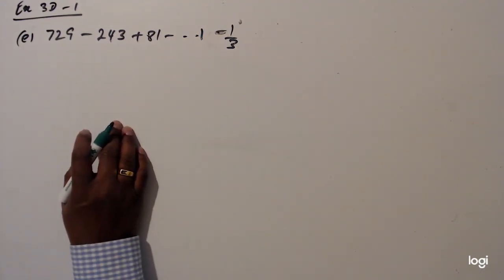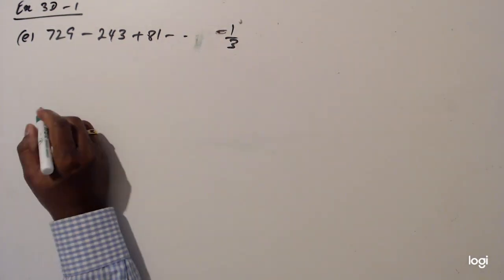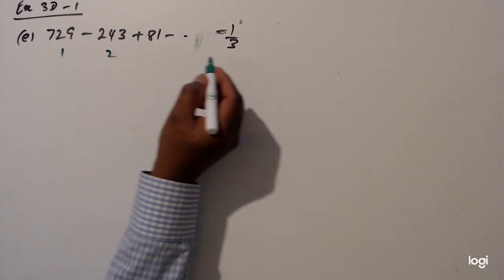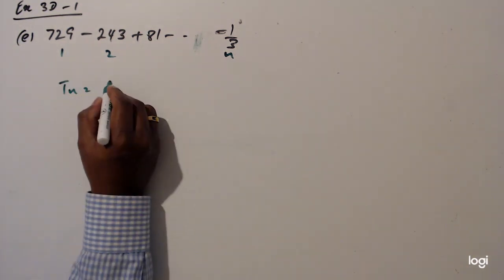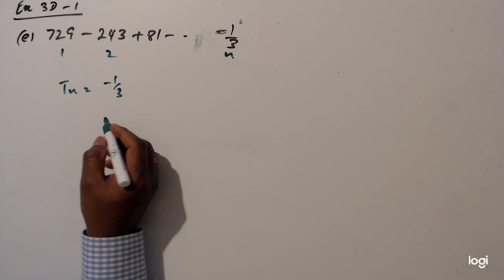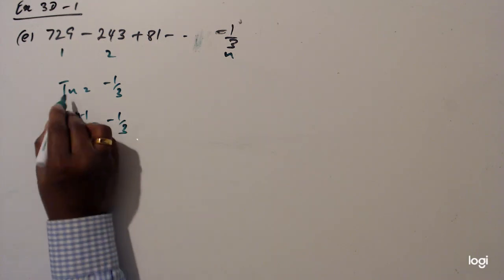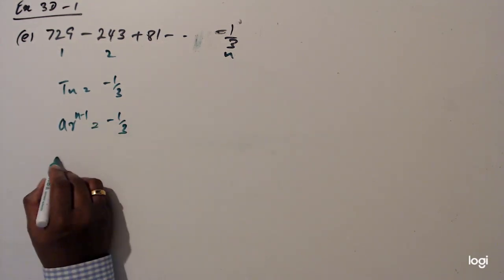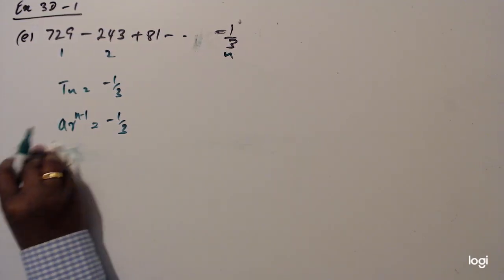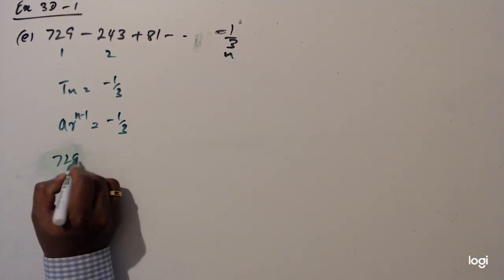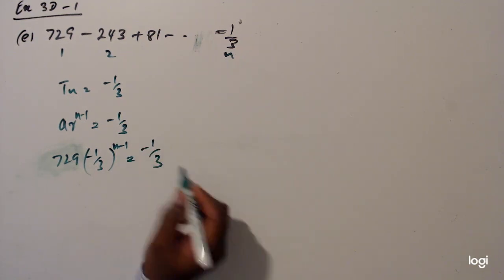or you can do another approach. You can take another approach, that is the first term, second term, and this is the nth term. So Tn equal minus 1 over third. The nth term we can write as ar^(n-1), is minus 1 over third. A is, we know that, 729. R is minus 1 over third. N minus 1 is minus 1 over third.